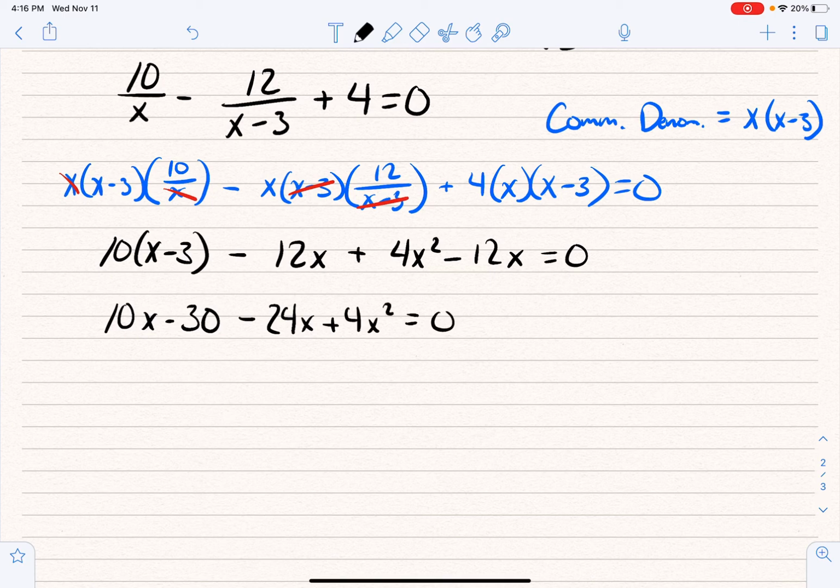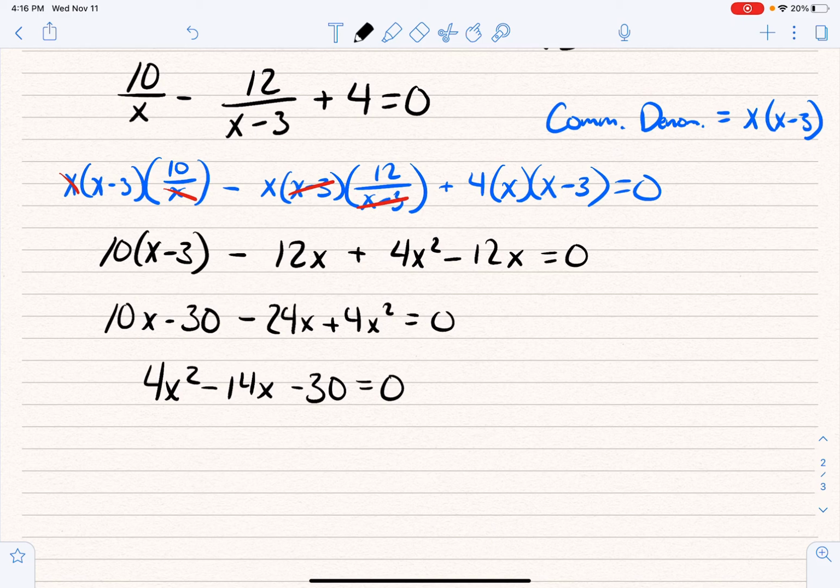Now go ahead and put them all in descending exponential order. So you get 4x squared, 10x minus 24x would be minus 14x, minus 30 equals 0. Okay, so if I say 4 times negative 30, that is negative 120. Factors of negative 120 that sum to negative 14, well, that would be negative 20 and positive 6.